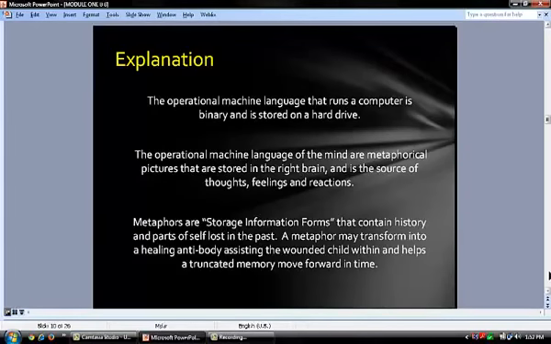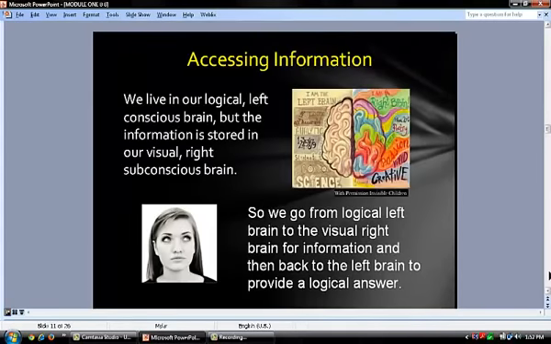Just as binary is the operational machine language of a computer, metaphorical pictures are the operational machine language of the mind. And these metaphors, these storage information forms, these internal structures are the source of our thoughts and our feelings and consequently our reactions. Going back to our understanding of the left and right brain operations, the left brain is logical and linear, right brain visual and creative. How does one communicate with the other?